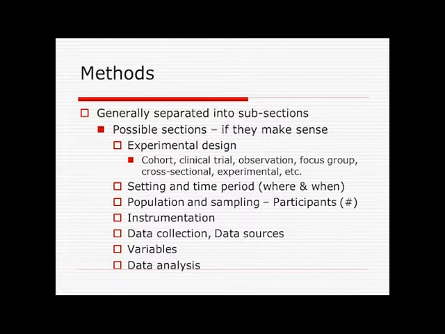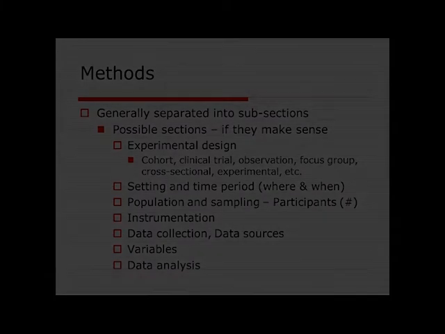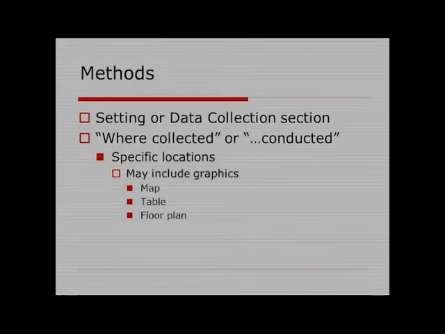We want to talk about the setting and the time period when we did our study. What was the population, or what was the sample that we conducted our study on? What instruments did we use? How did we do data collection, or what were our data sources? So maybe we went out and collected some microorganisms at Lake Mead, or maybe we used a secondary data set. But we need to be very clear about that. What were our variables? What were our dependent variables and what were our independent variables? And then we typically conclude the method section with the data analysis section.